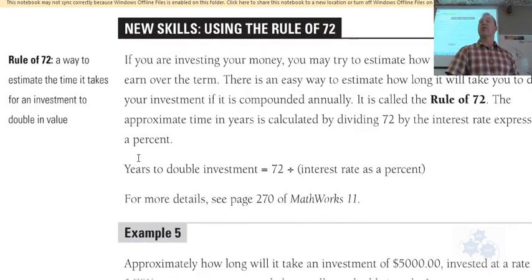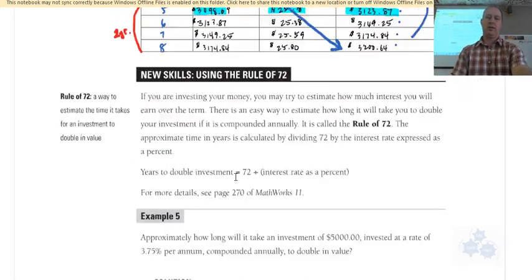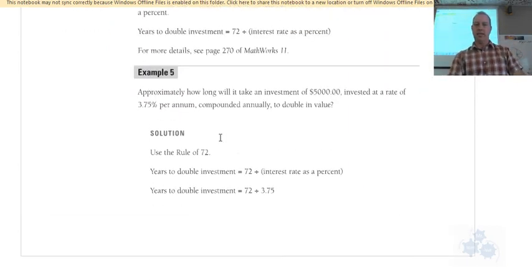The number of years that it would take to double your investment would be 72 divided by your annual interest rate. Okay? So this is for compounding situations, and it'll be more exact if it's compounded annually. If it's compounded monthly or daily, it'll be a tiny bit off, but it'll be very, very close. So let's take a look at the example here and see what that says.